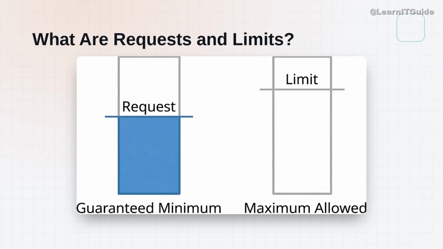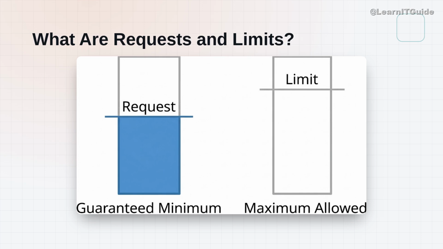A request is a guarantee. When you set a request of 200 megabytes of memory, the Kubernetes scheduler ensures that the node has at least that much free space before it schedules your pod. A limit is a hard cap. It is the maximum amount of resources the container is allowed to use. If it tries to exceed this, the system will stop it.